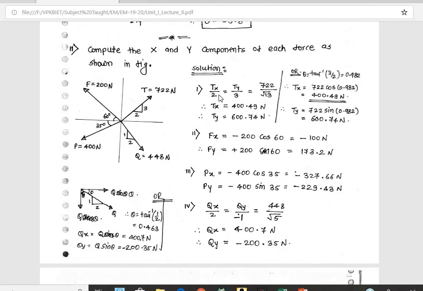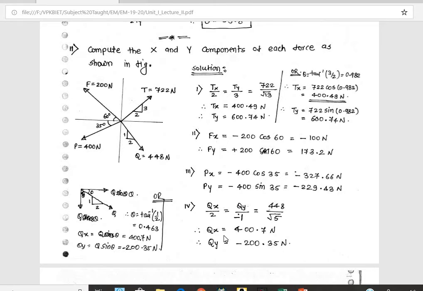So Tx is equal to 400.49, Ty is equal to 600.74. So Fx is equal to minus 200 cos 60, and Fy is equal to plus 200 sin 60, that is 173.9. Then Px is minus 400 cos 35, that is minus 327.66, and Py is minus 400 sin 35, minus 229.43. Why minus? Because it is going downward, in the left direction.